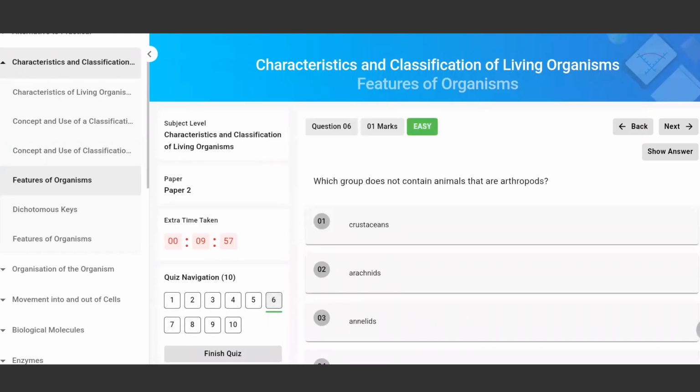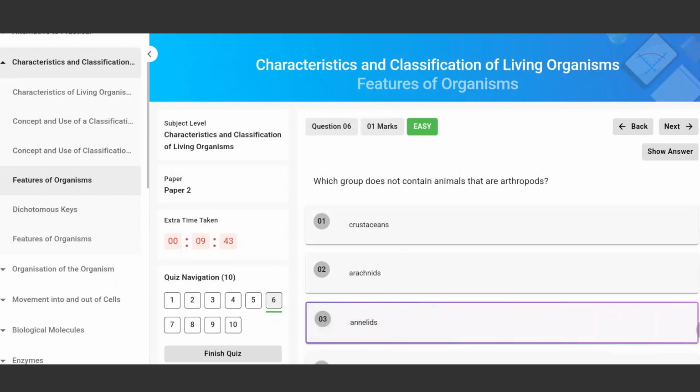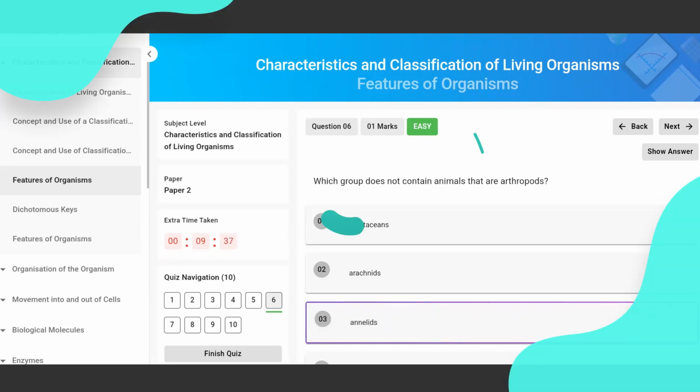Which group does not contain animals that are arthropods? They've given us the answers: crustaceans, arachnids, annelids, and insects. The only group that we have not learned under arthropods are the annelids. So that brings us to the end of this video. I hope you all understood this section well. So stay tuned to our next video.